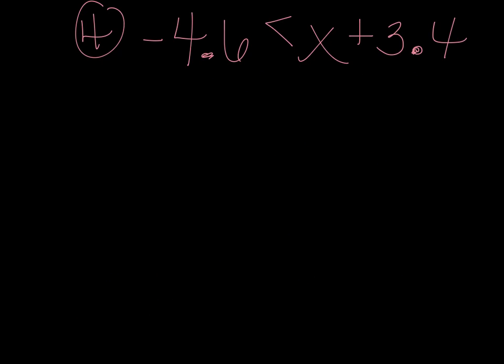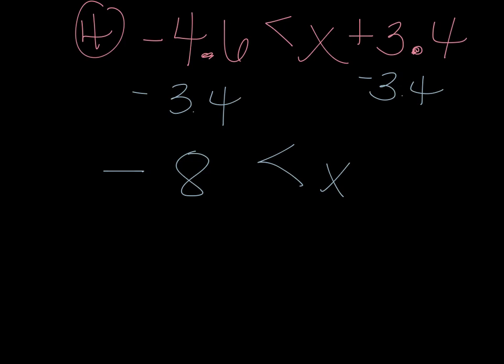My last one, number 4, says I'm going to subtract 3.4. X is greater than. Now these are both negative, so I'm going to add them. Negative 8. Now I'm going to go ahead and flip mine around because I like to use my sign as something to help me shade.